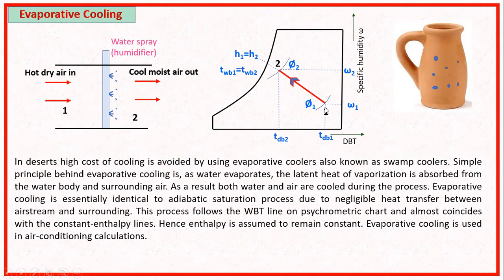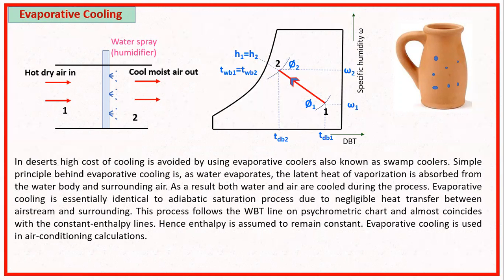So this occurs initially at condition 1, dry bulb temperature. As it gets cooled, the dry bulb temperature reduces with higher relative humidity. Also, omega 2, the specific humidity, increases, whereas the dry bulb temperature reduces. Normally, this is used in desert regions. The principle behind this is mainly the latent heat of vaporization, wherein the wet bulb temperature remains constant, and it is also used in air conditioning calculations.